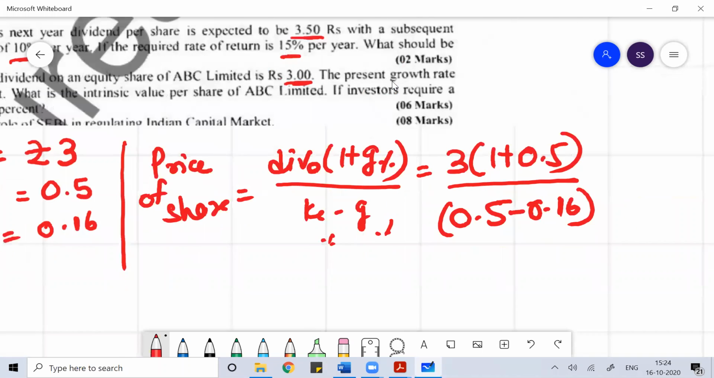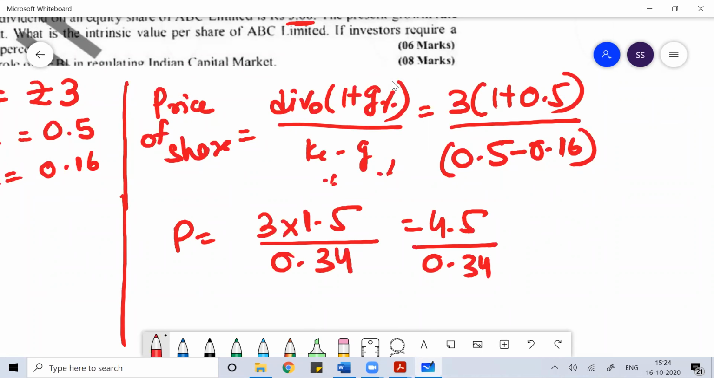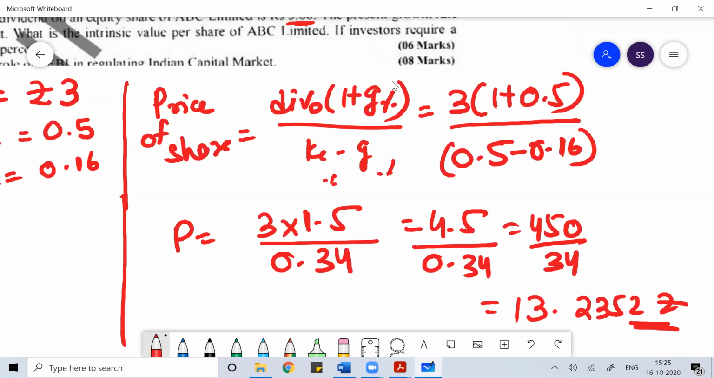So the price of share, if you want to determine, is 3 into 1.5 divided by 0.34. This is 4.5 divided by 0.34, so this is 450 divided by 34. Solve this: 450 divided by 34 is 13.23. So the price of share is 13.2352. This is a 6 marks question.